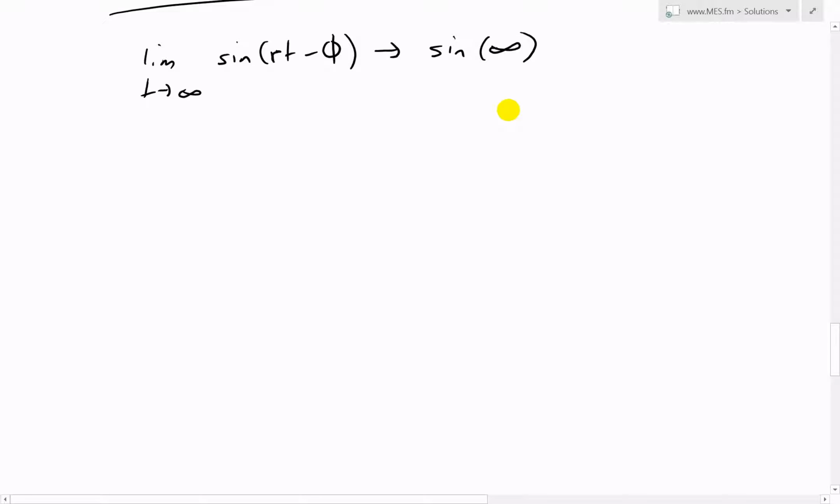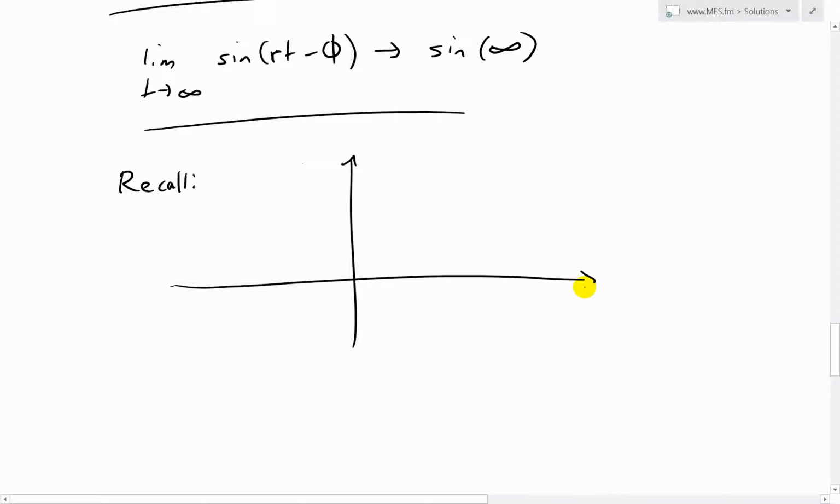So let's see what happens with sine infinity. Recall, if you look at the sine function, on x and y axes, it goes up and down and up and down.